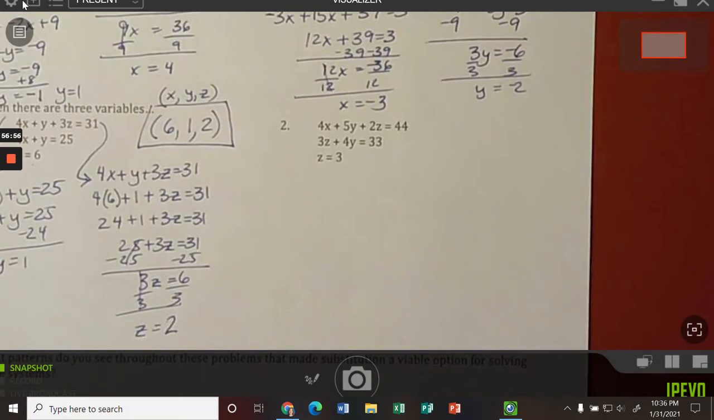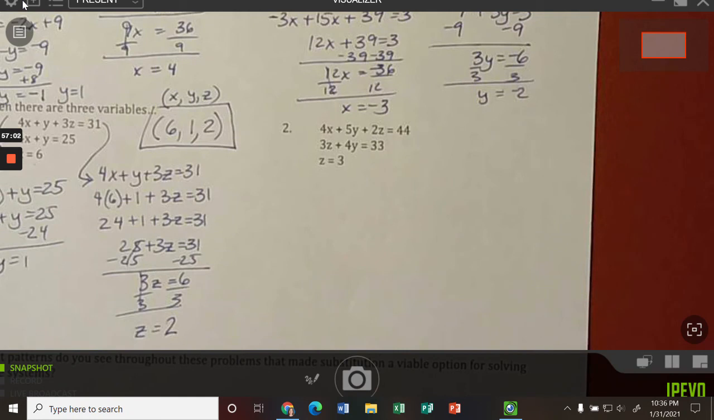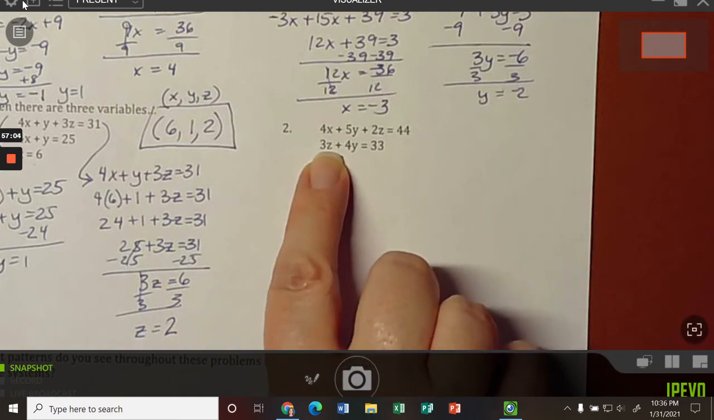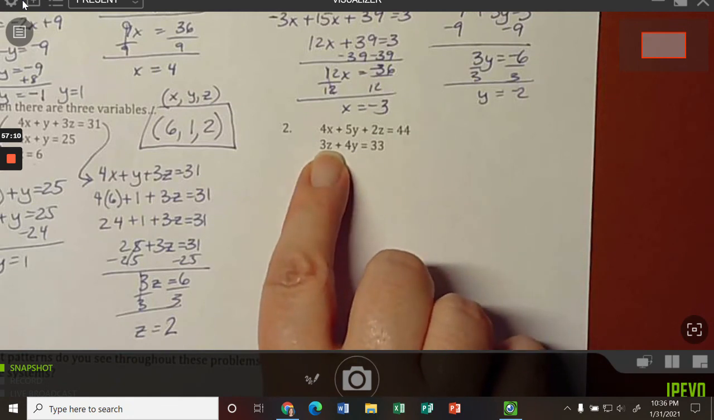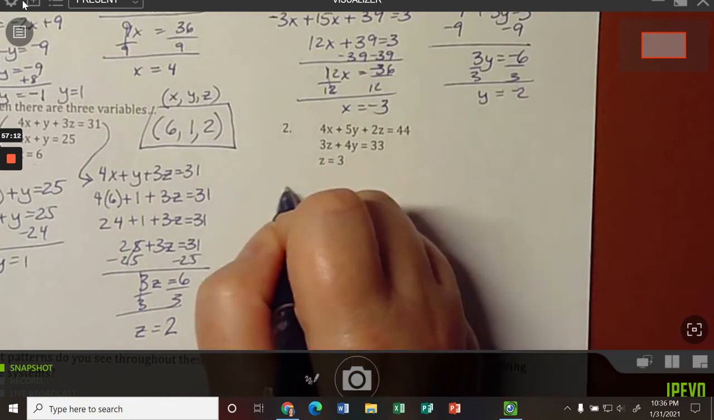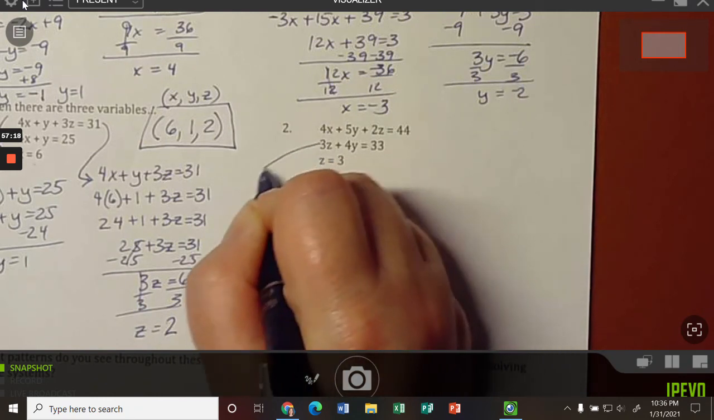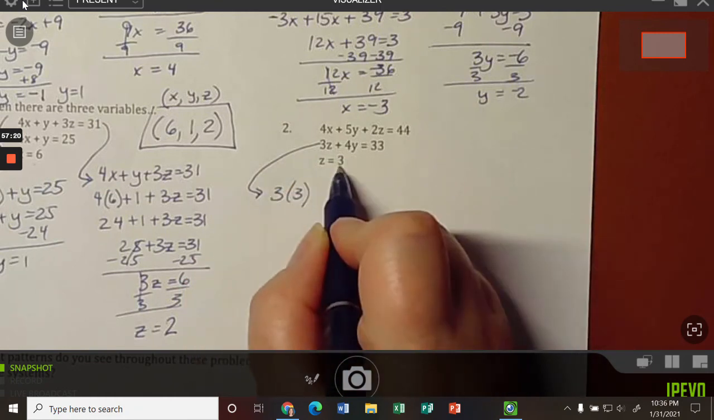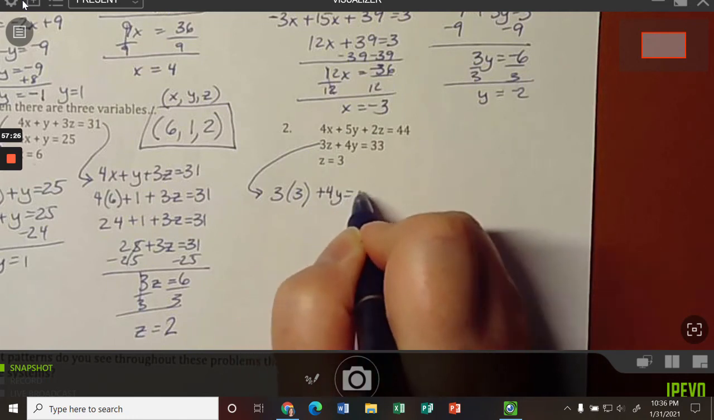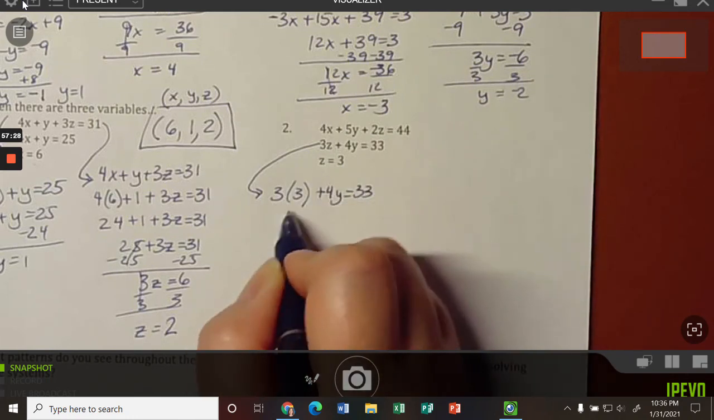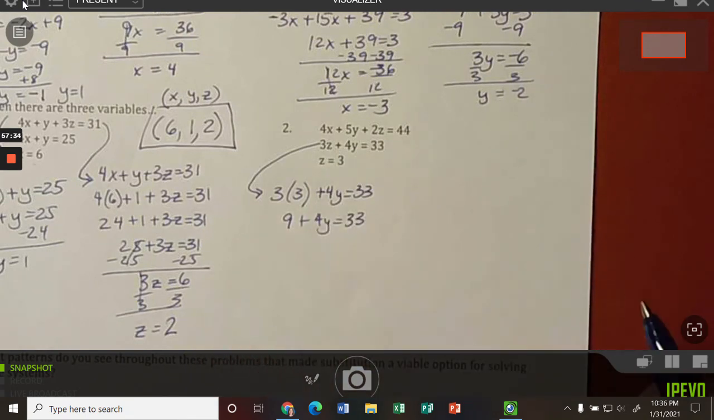Then let's take a look at number 2. Again, we have 3 variables. We have x, y, and z. Z is already solved for us as 3. So then I look and I see that the equation just above it only has 2 variables, z and y. So I'm going to sub the 3 in for the z here. Instead of 3 times z, I'll say 3 times 3. This is the equation that I'm rewriting, and I'm subbing in the z with a 3. So 3 times 3 plus 4y equals 33. So this gives me 9 plus 4y equals 33.